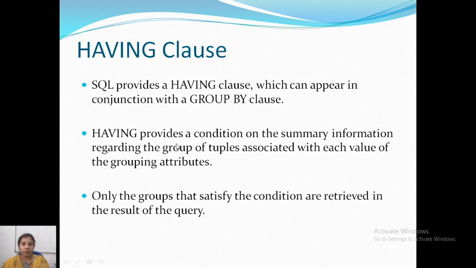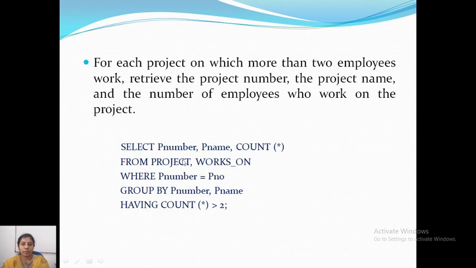So having provides a condition on the summary information regarding the group of tuples associated with each value of the grouping attributes. If I say department 1 I have grouped and I want to check if the average salary is greater than some value, that means I am applying the condition on the group. In that case, I'll use the having clause. So only the groups that satisfy the condition are retrieved in the result of the query. Now we'll see an example of how we can use the having clause.